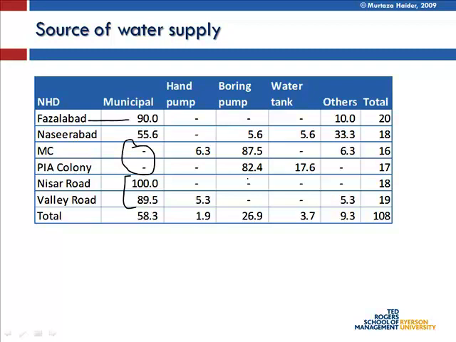from the groundwater. And again, I'm presenting these in percentages, and these are in fact average percentages, the percentage of people on average getting water from what source. The alternatives are municipal tap water, hand pump, drilling, boring pump, or buying water through a water tank, and so on and so forth.